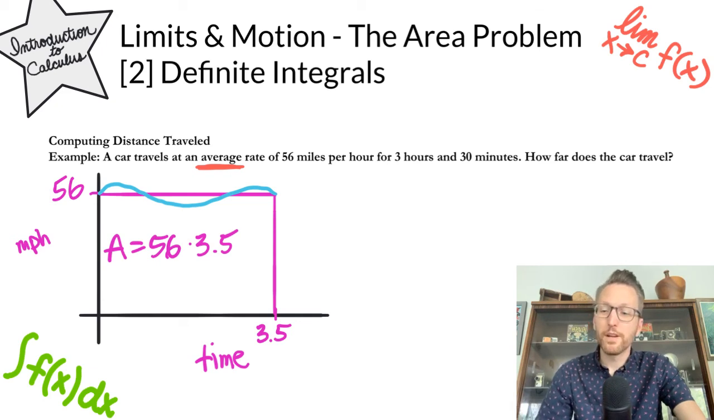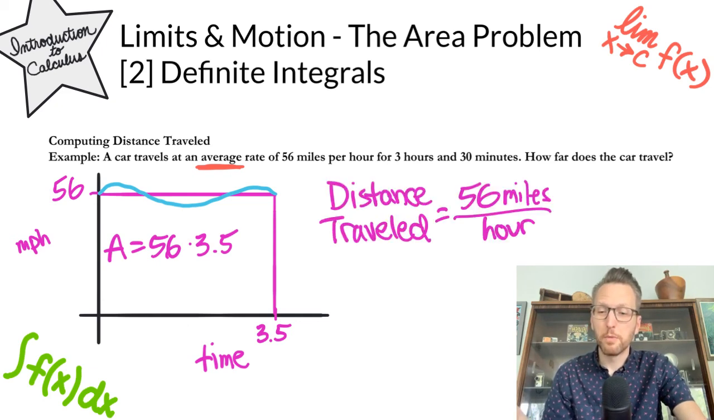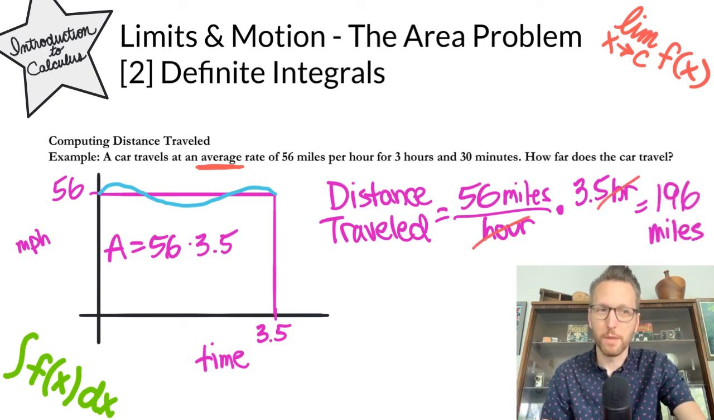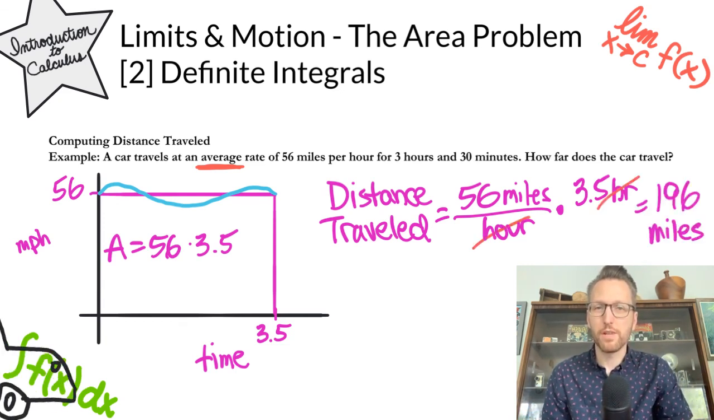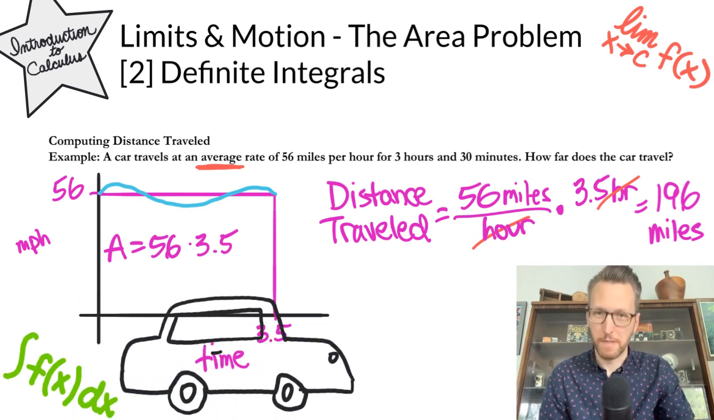To solve this numerically, we'll just take 56, multiply it by 3.5, and we get 196 miles. So how far does the car travel? 196 miles.